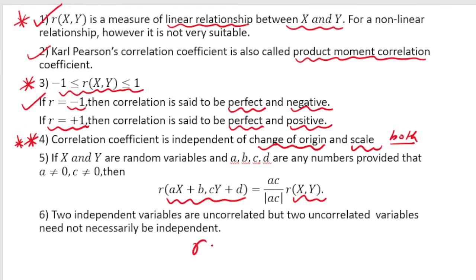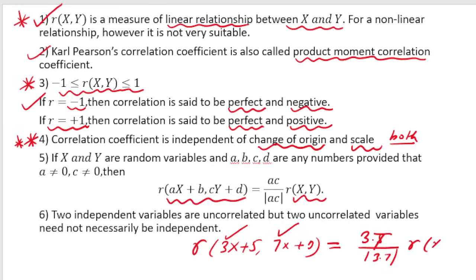So they may give you problems like: find the correlation coefficient between 3x plus 5 and 7y plus 9, right? So what will be the correlation coefficient? Here a is 3 and c is 7, so it will be 3 into 7 by mod of 3 into 7, and then the correlation coefficient between x and y. So they may give you the correlation coefficient between x and y and ask you this correlation coefficient.